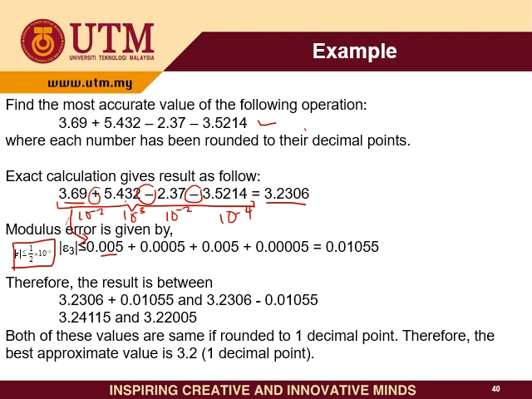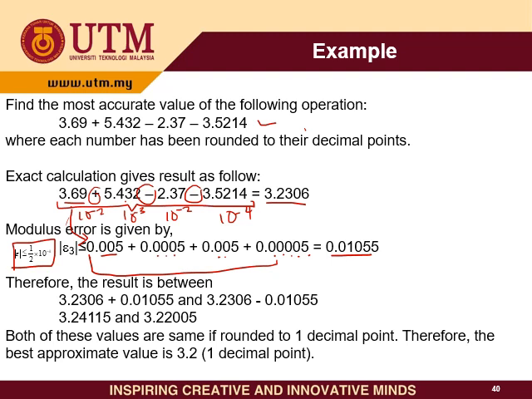How to calculate the error? We want to find the modulus error 3 here. So we need to find the error for each of them. 10 to the power of negative 2 is 0.005. 10 to the power of negative 3 is 0.0005. Negative 2, 0.005. 10 negative 4, 0.00005. So we need to plus all our errors for each of the numbers here. So we get our error is 0.01055.